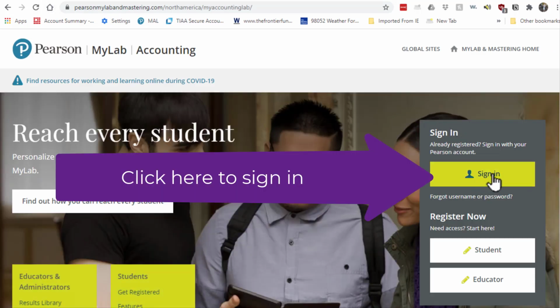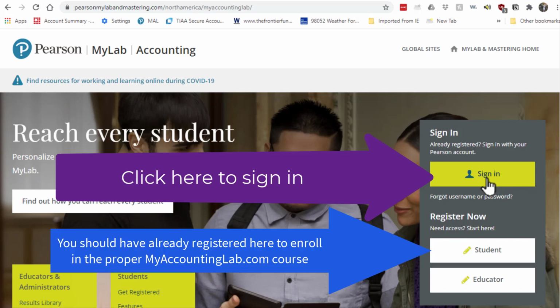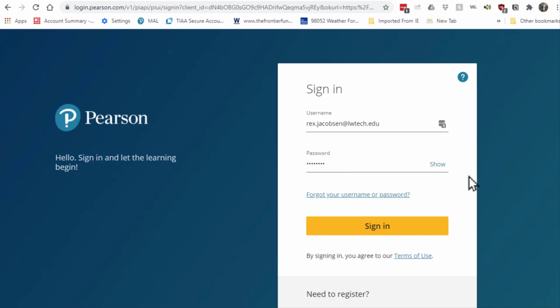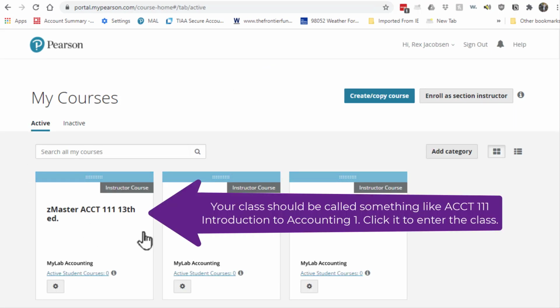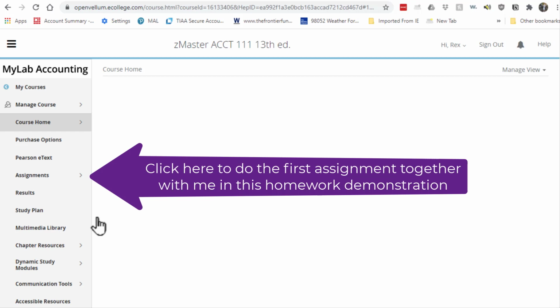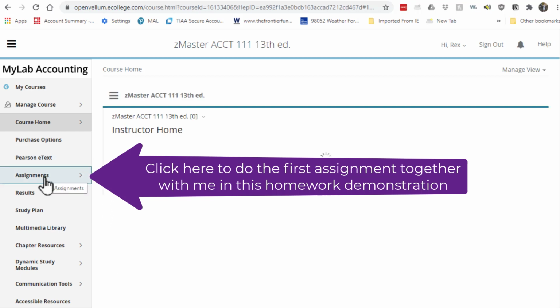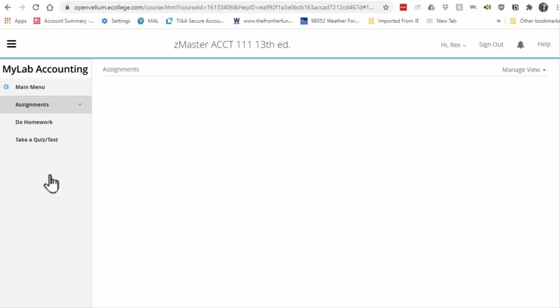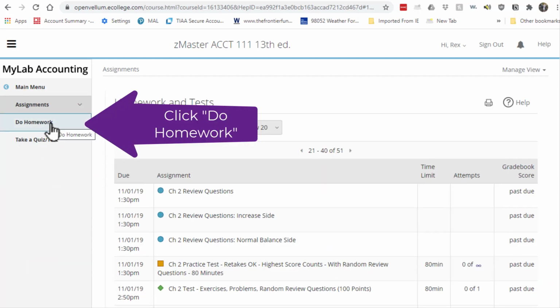Then you will log in, sign in here. Hopefully you've already registered your account like in a previous video. Down here on students, we're just going to sign in. Enter your username and your password and then click sign in. And then you should have a list of your courses. Click on the course, Accounting 111. And then to do our homework, we're going to click on the link over here called Assignments, and then do homework.